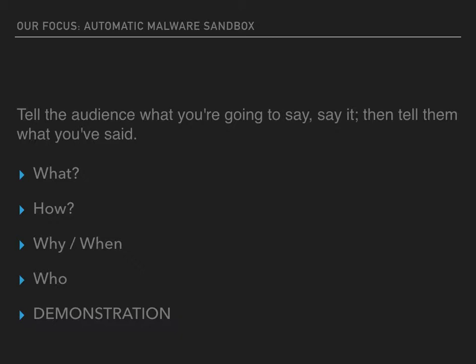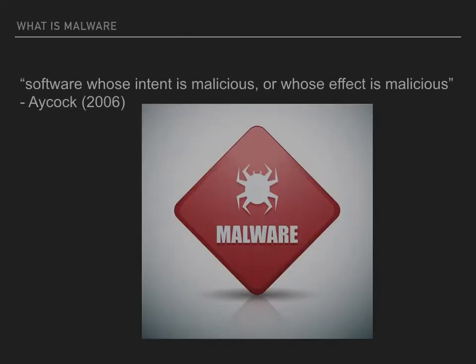It's important to know that we're going to discuss the what of automatic malware sandboxes, the how, the why, the when, and the who, followed with a presentation or demonstration with Cuckoo Sandbox. So what is malware? Well, ICOC in 2006 said: software whose intent is malicious or whose effect is malicious.